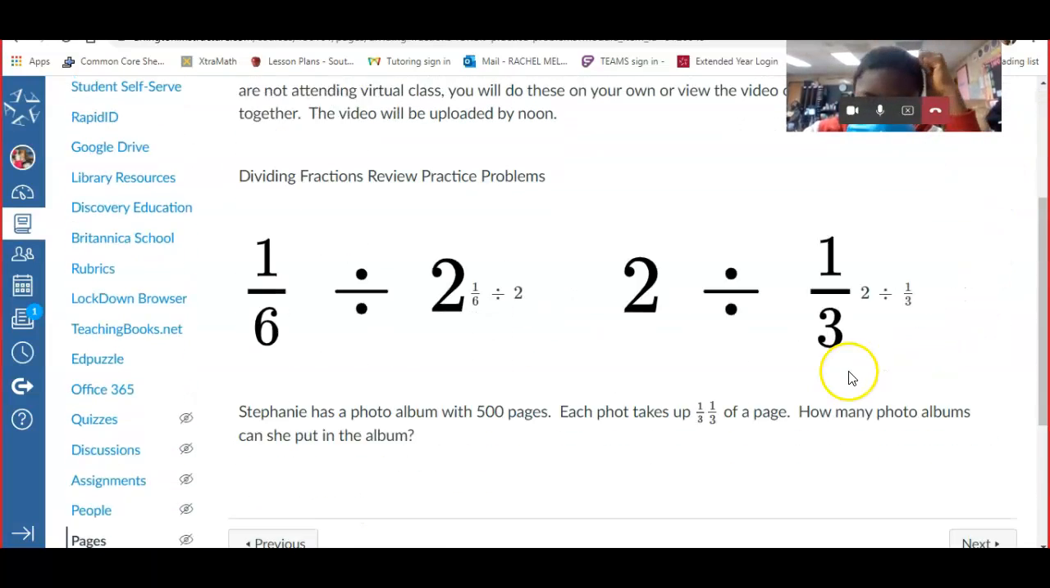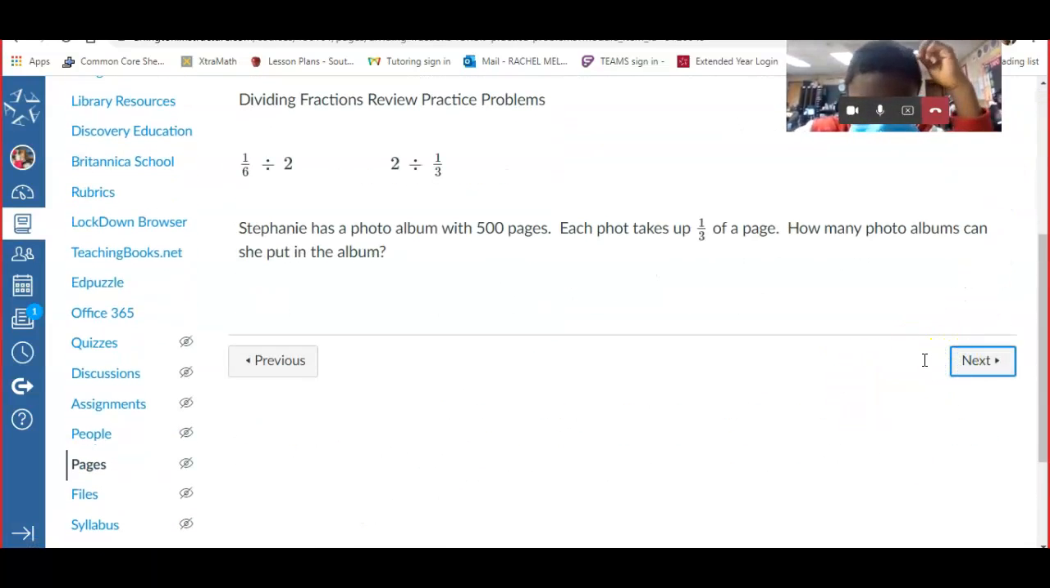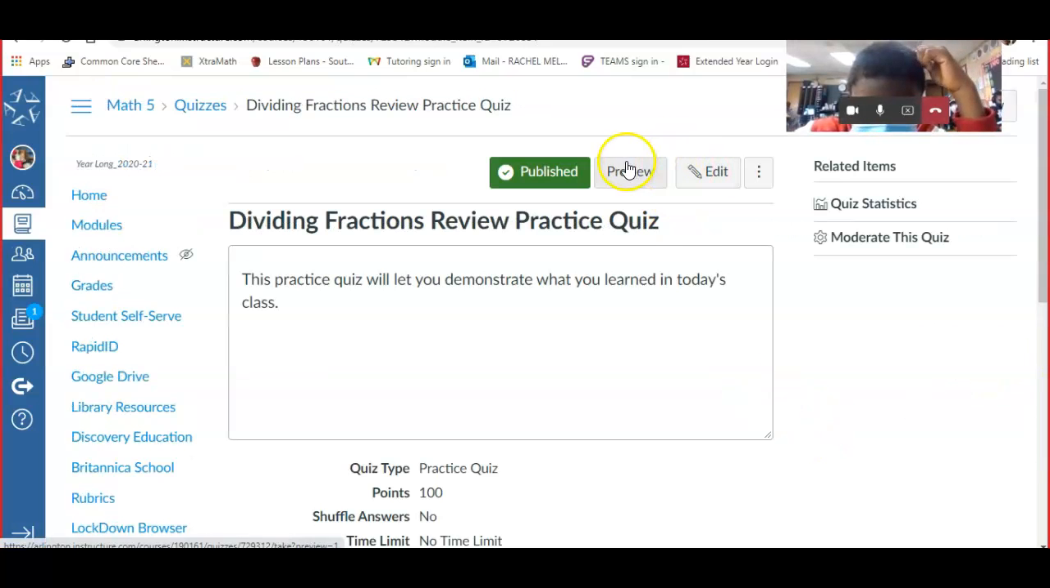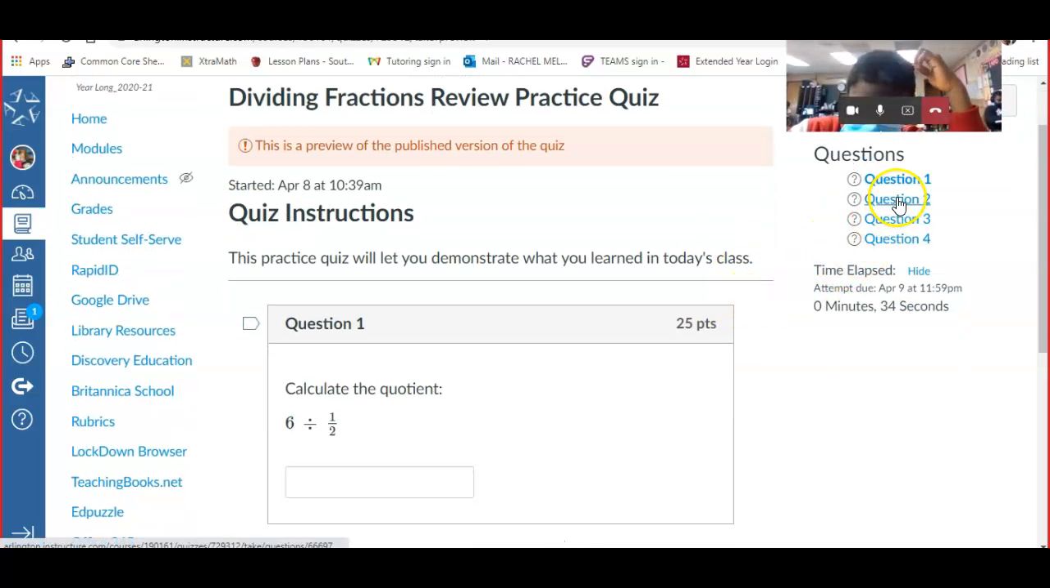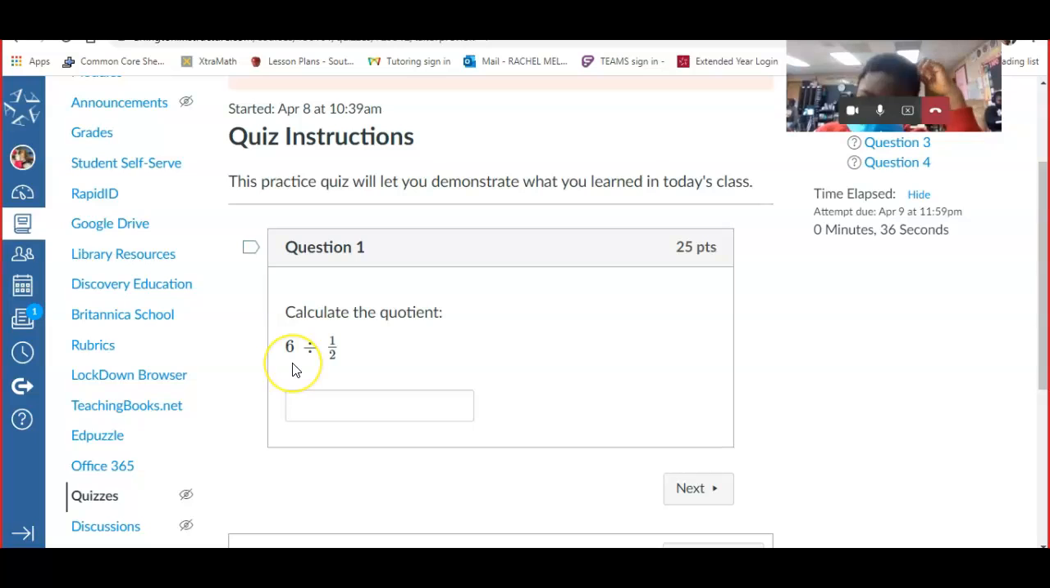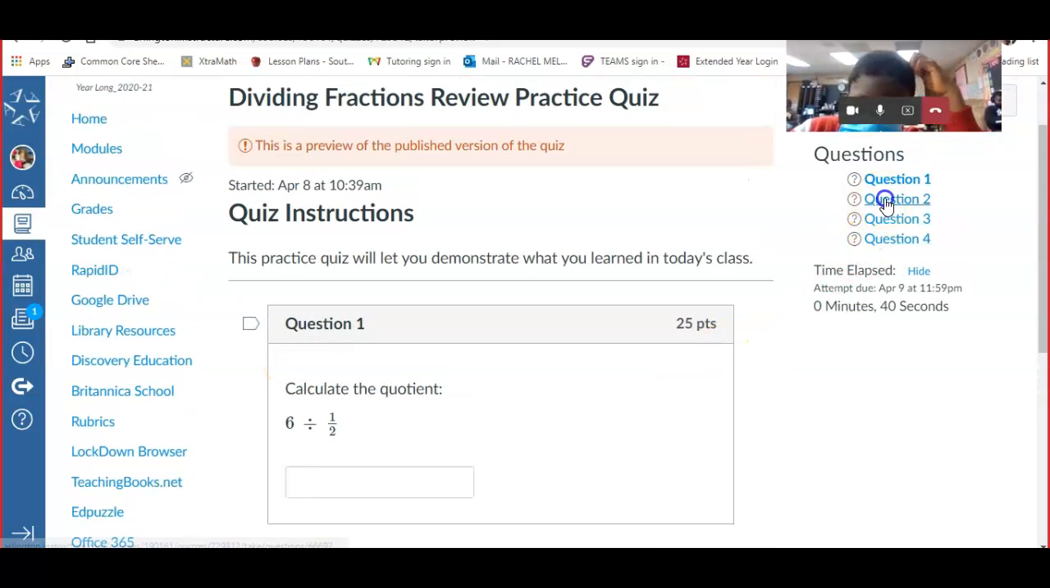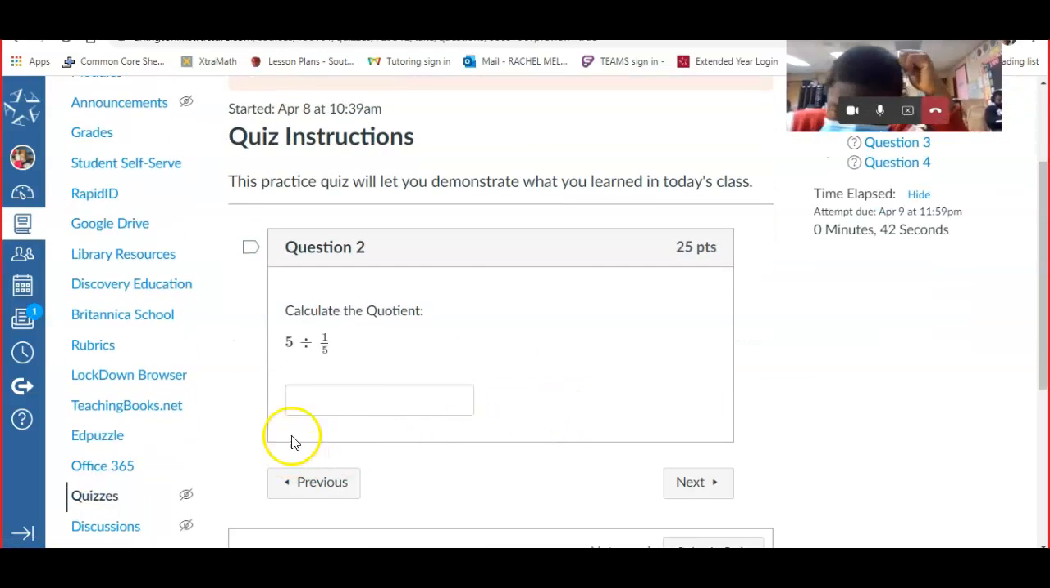Okay, so let's go over to our quiz. Come on. Preview. All right, so question 1. Are we starting with a whole number or a fraction? Okay. Question 2. Are we starting with a whole number or a fraction? Okay, so we already know that question 1 and 2 should be whole numbers.